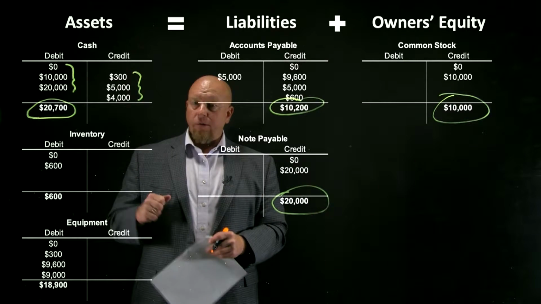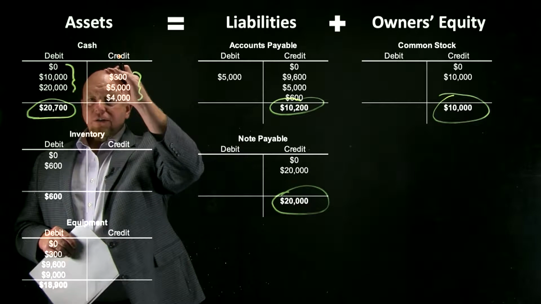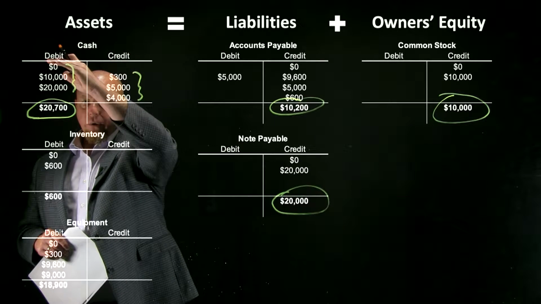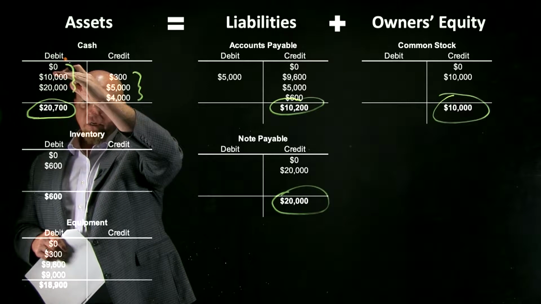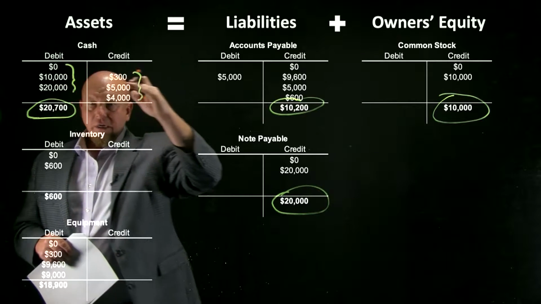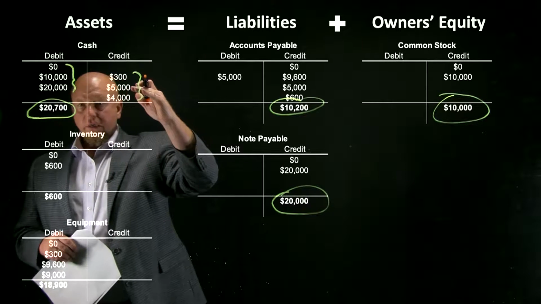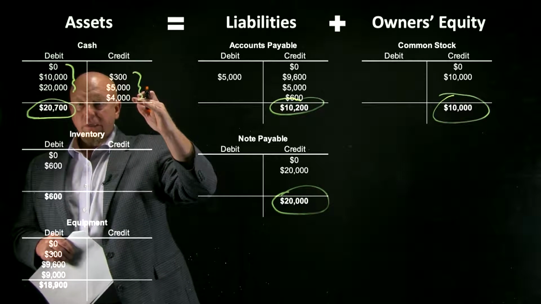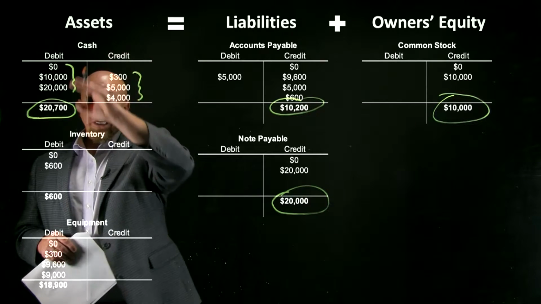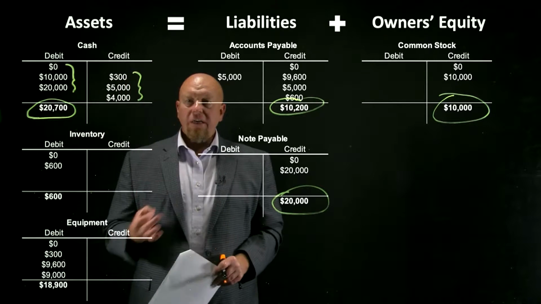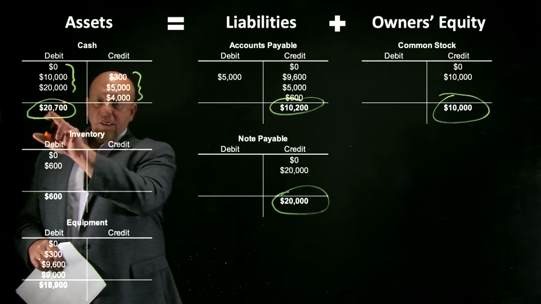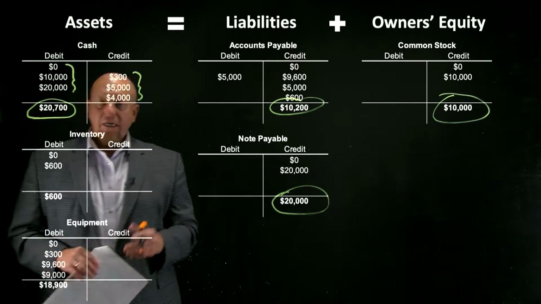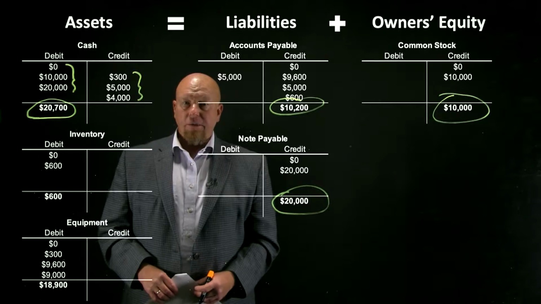I do want to point out that the effects you're seeing here, we had a beginning balance of 0. Then we had a transaction that caused cash to increase by $10,000, increase by $20,000, decrease by $300, decrease by $5,000, decrease by $4,000. What you're seeing inside the T account are the individual transactions that are affecting that account. What you're seeing at the final bottom line are the ending balances in those accounts.